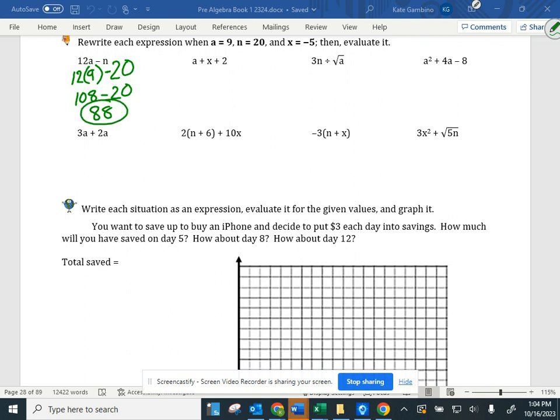Get in the habit of circling your answer so the teacher can see where the answer is right away instead of looking through all of your work to find your answer. Does that make sense how I got 88 for an answer?